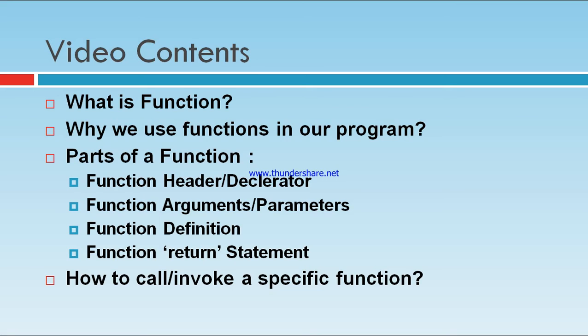The first one is the function header, or we can say function declarator. The second one is known as function arguments or function parameters. The third one is the function definition. And the fourth part of the function is the function return statement. Clear? Now the last topic of this video is how to call or invoke a specific function.